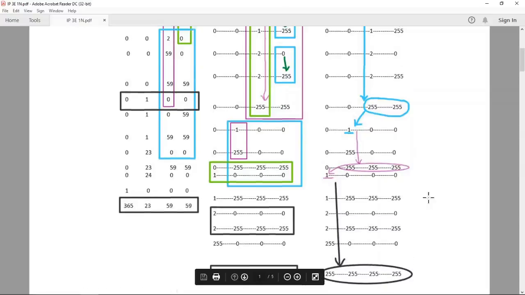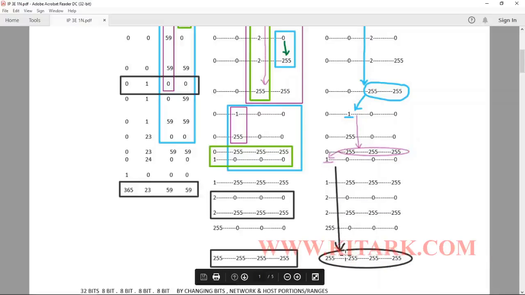Finally, the IP address reaches all 255, which is a broadcast address by default, which means 255.255.255.255.